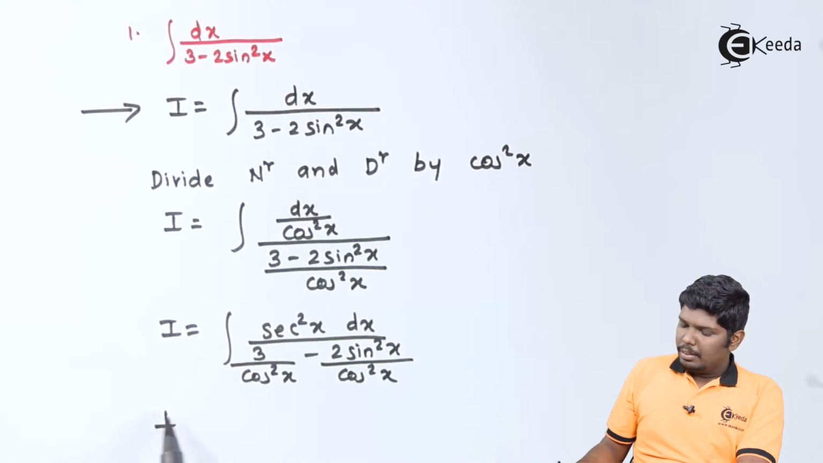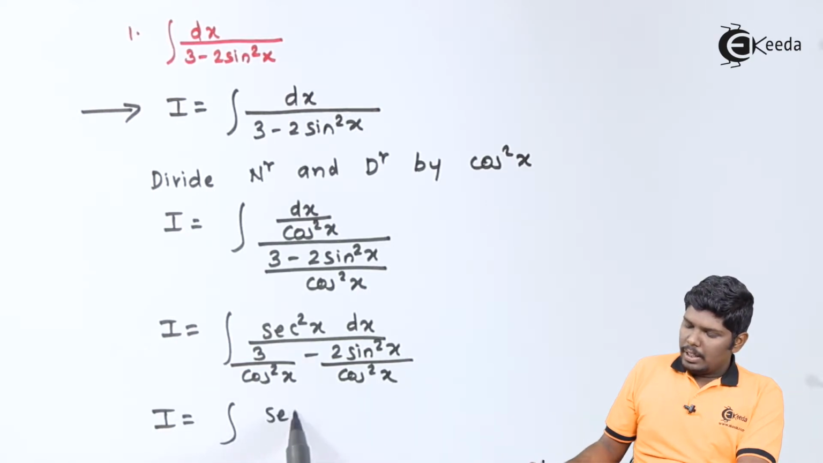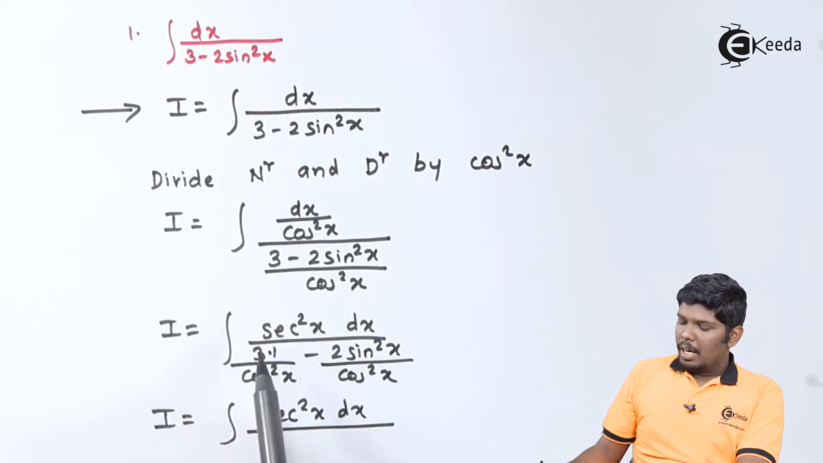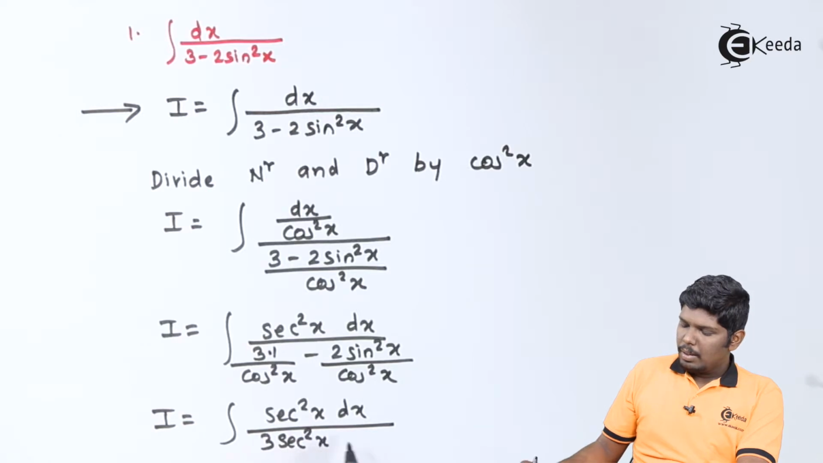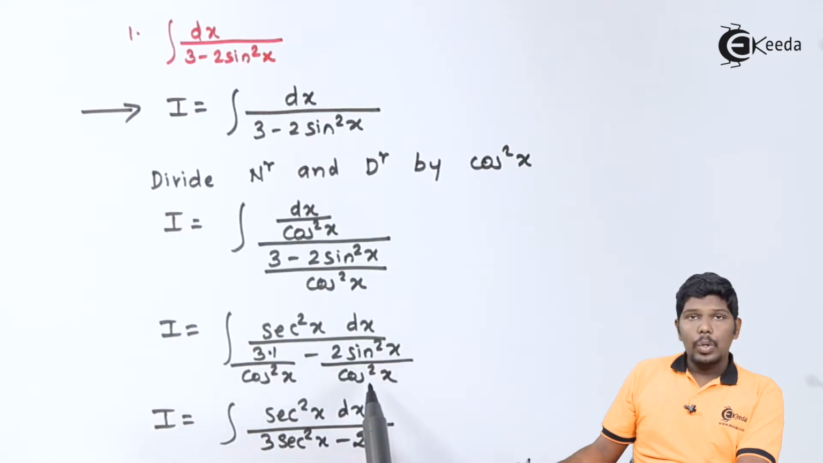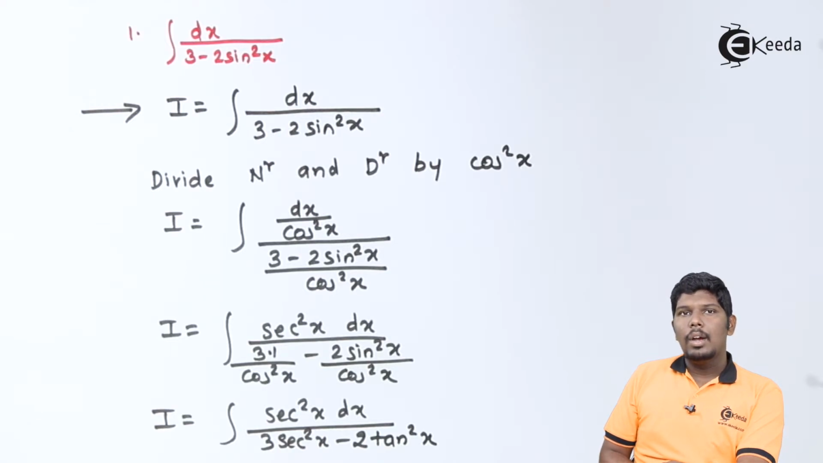If you see further, we have sec square x dx upon 3, again 1 upon cos square x will give you sec square x, minus 2 sin square x upon cos square x, we know it is tan square x. As you can see, sec square x is in the denominator. Therefore, we will replace it using the identity 1 plus tan square x is equal to sec square x.